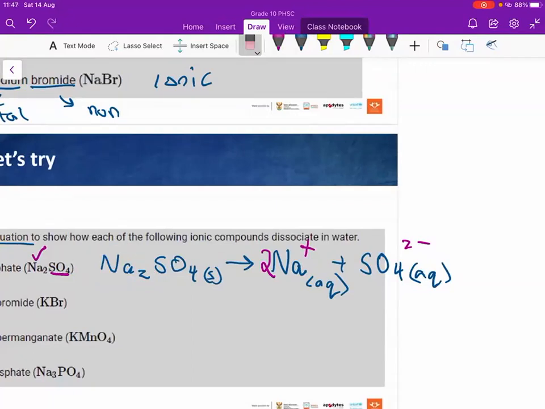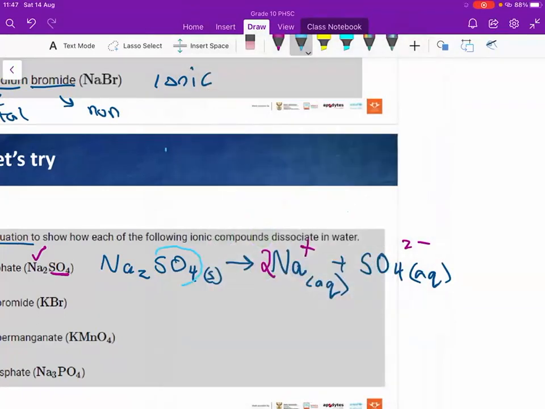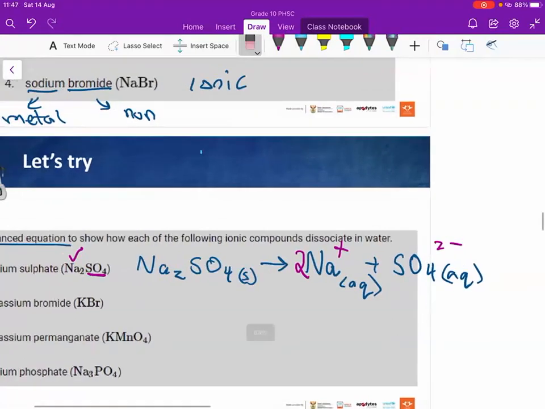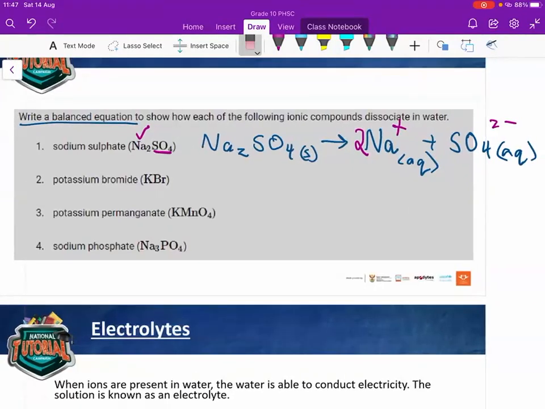And we only had 1 sulfate ion there. There's only 1, so we're going to keep it as only 1. We're not going to put any coefficients. And that would be our balanced chemical equation showing how it dissolves in water.